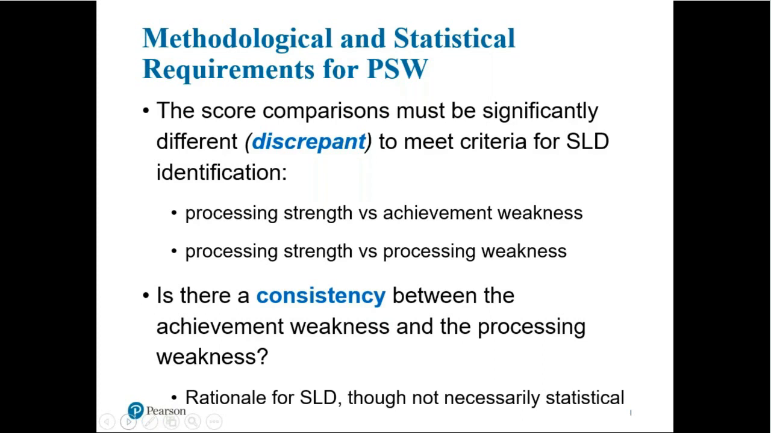Then the second comparison takes that same processing strength, let's say again fluid reasoning, and we compare it to a processing weakness, which might be, for example, working memory, that we know a lot of children with SLD have. And what we're really looking for is that there is a discrepancy between those at a statistical level, but also is there a consistency between the achievement weakness and the processing weakness. Again, this is part of that rationale for identifying children with a specific learning difficulty.